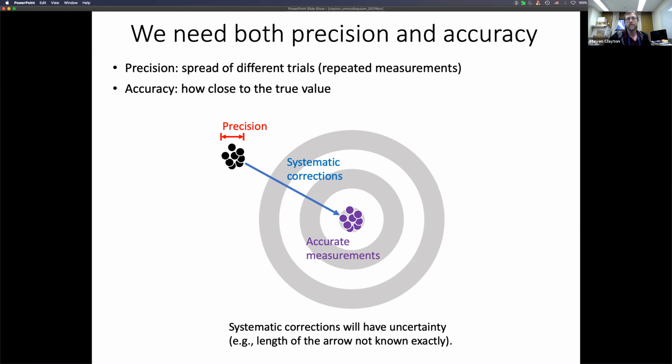Basically, we have to devise all the systematic corrections we can in order to get an accurate measurement. And in the end, we hope we're on target. We don't actually know this target, but we do the best we can to systematically correct it and get accurate measurements. And the systematics themselves will have some uncertainties, so in general that'll smear out this blob as well. And basically the length of the arrow, you could say, is not known exactly.